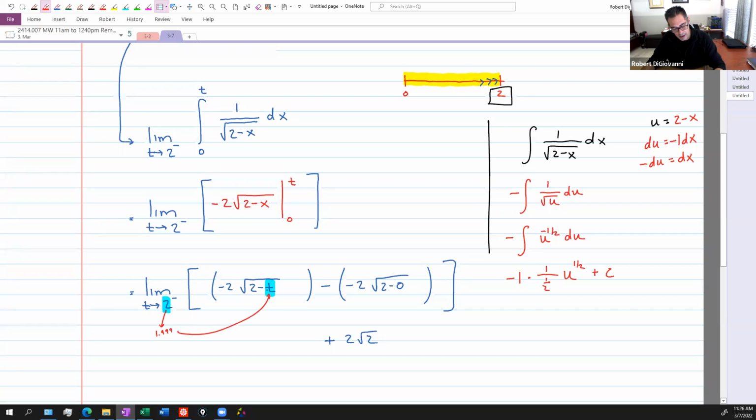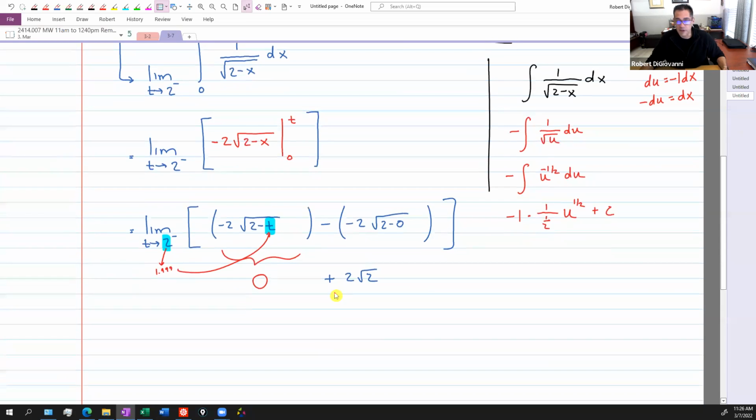If we plug that in there, then we're going to have 2 minus 1.999. It's a very, very small positive number, which we can take the square root of. You see what I'm saying? If we came in from the other side of 2, it would not work. But at the end of the day, it just really looks like 2 minus 2, which is 0, which kills all this off. That's headed to 0. So your answer here is just 2 root 2. So it converges. Finite area.